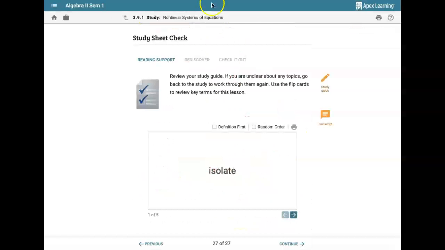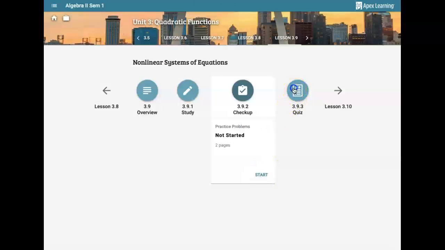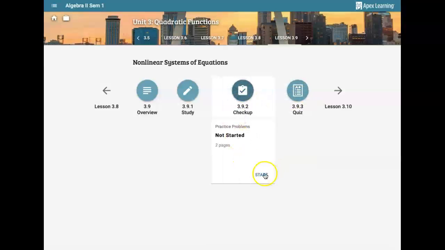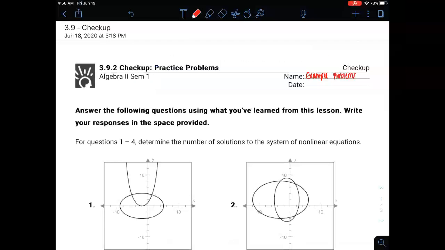All right, moving forward here, we will go to the checkup. Again, reminding you only have one quiz for this one, so make sure you really understand what's going on here with these nonlinear systems of equations. All right, and we'll focus on the checkup. For this, again, we're going to do a couple of these problems together, and I'll leave some for you guys to work on yourself.